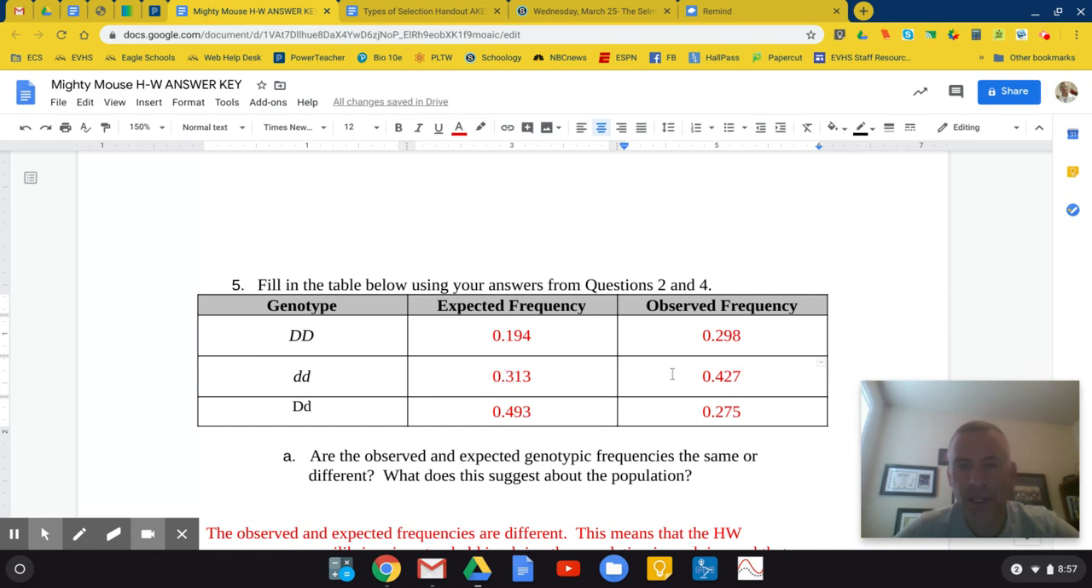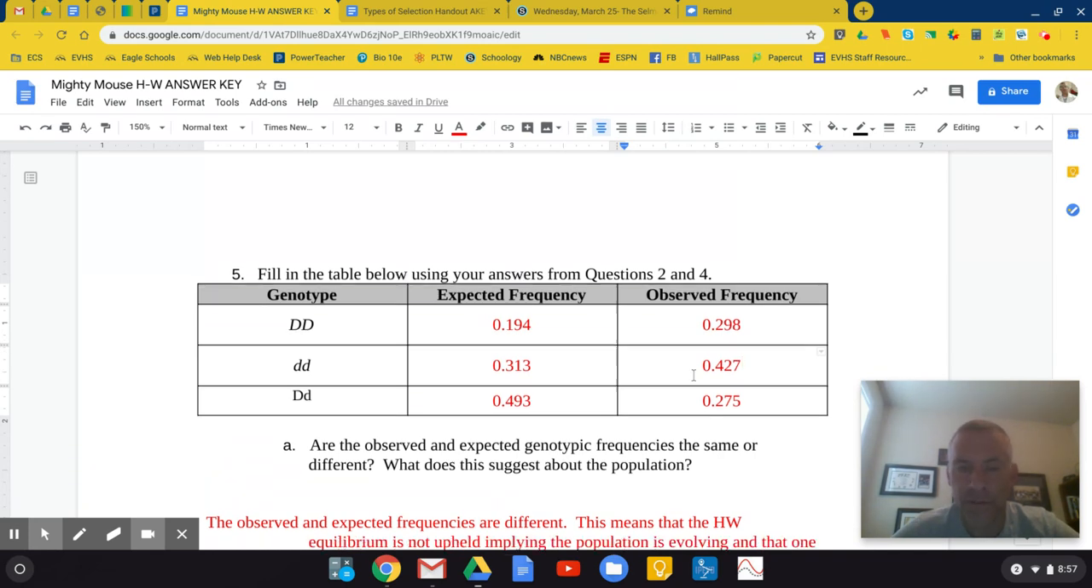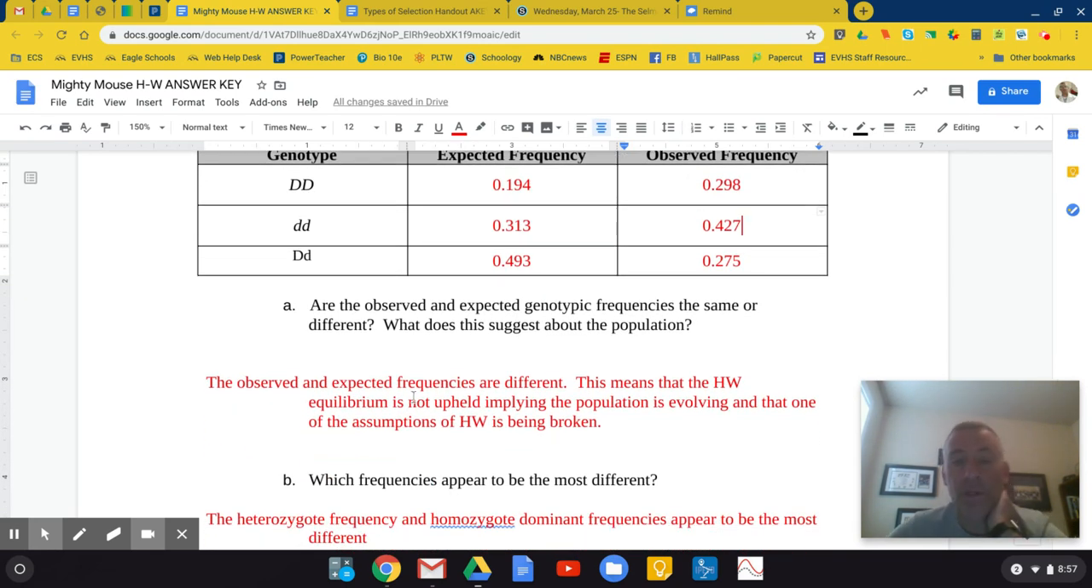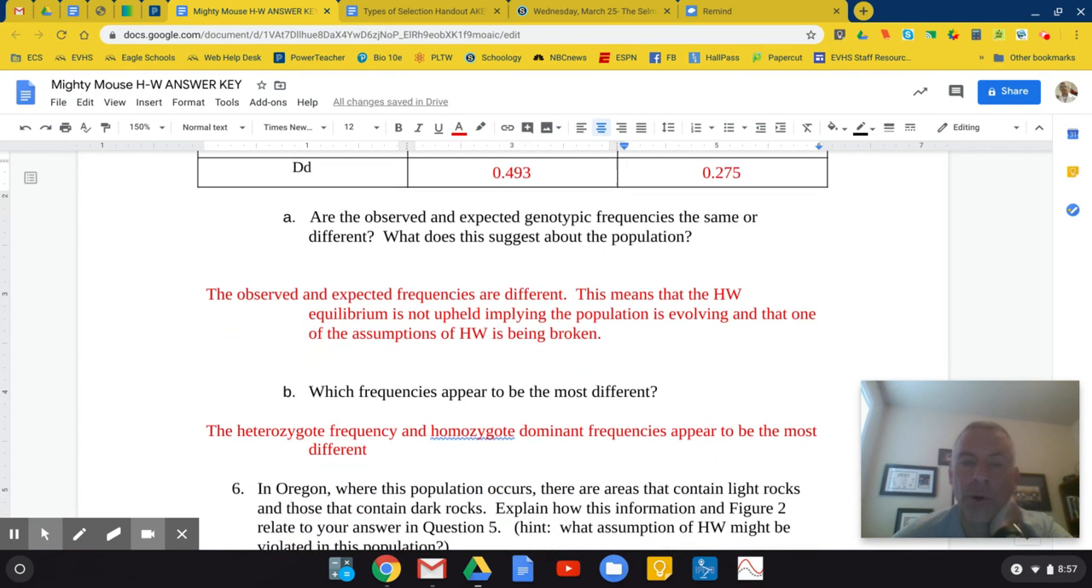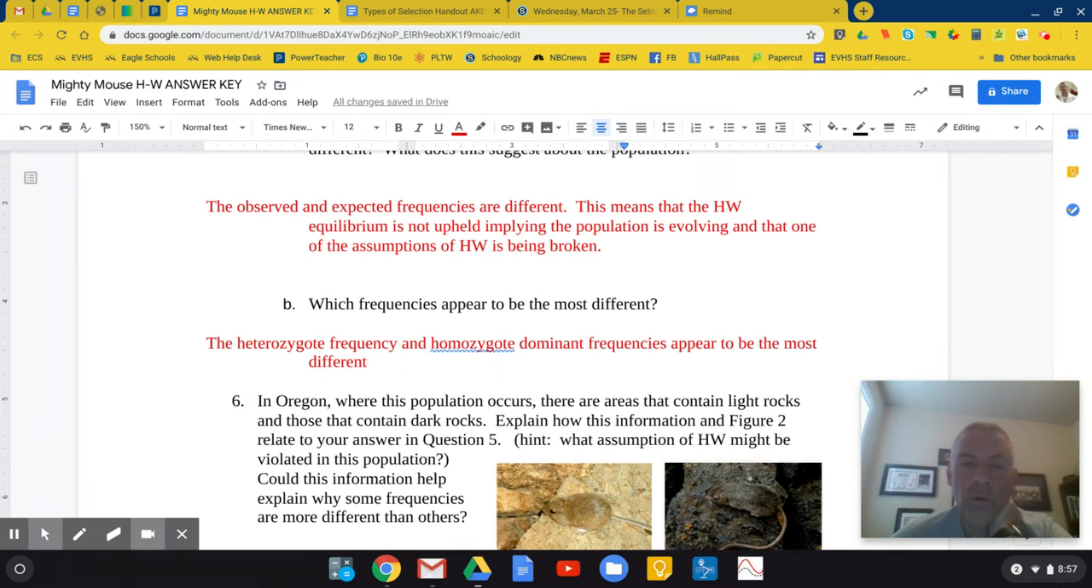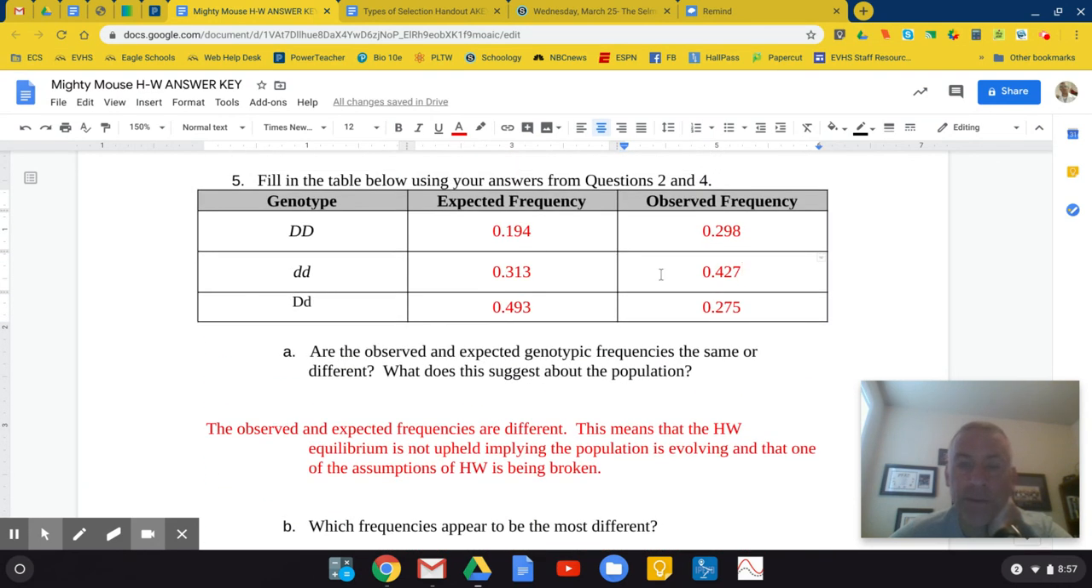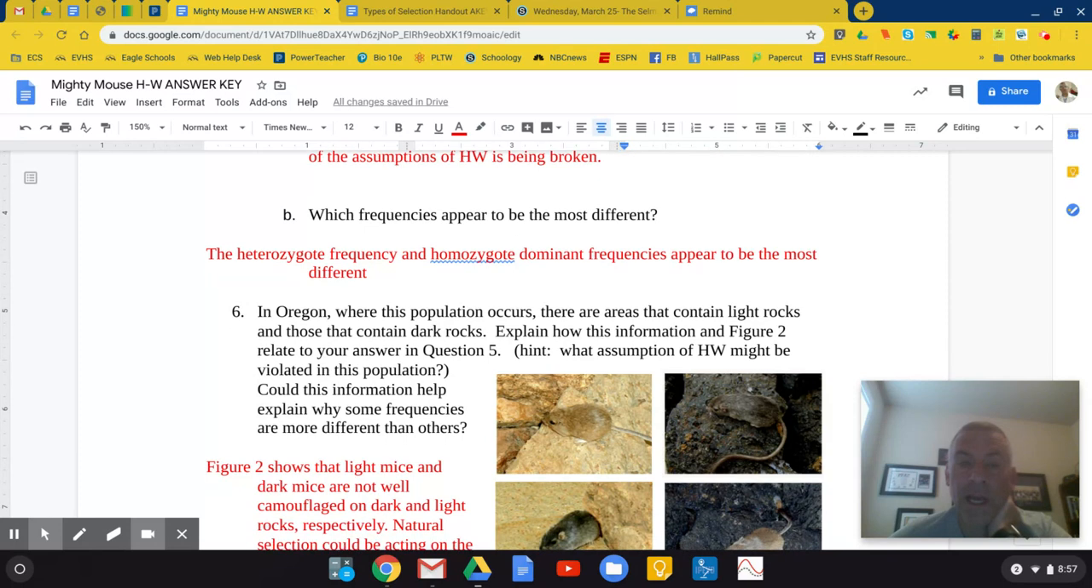But what we see is very different numbers from what we expected and what we observed. So the observed and expected frequencies are very different. This means that the Hardy-Weinberg equilibrium is not upheld, implying the population is evolving and that one of those 5 conditions is being broken. And so as we look on down, we can see just big differences amongst all of them. A difference of about 10% for the homozygous dominants, about 11% for the homozygous recessives, and about 22% for the heterozygotes.